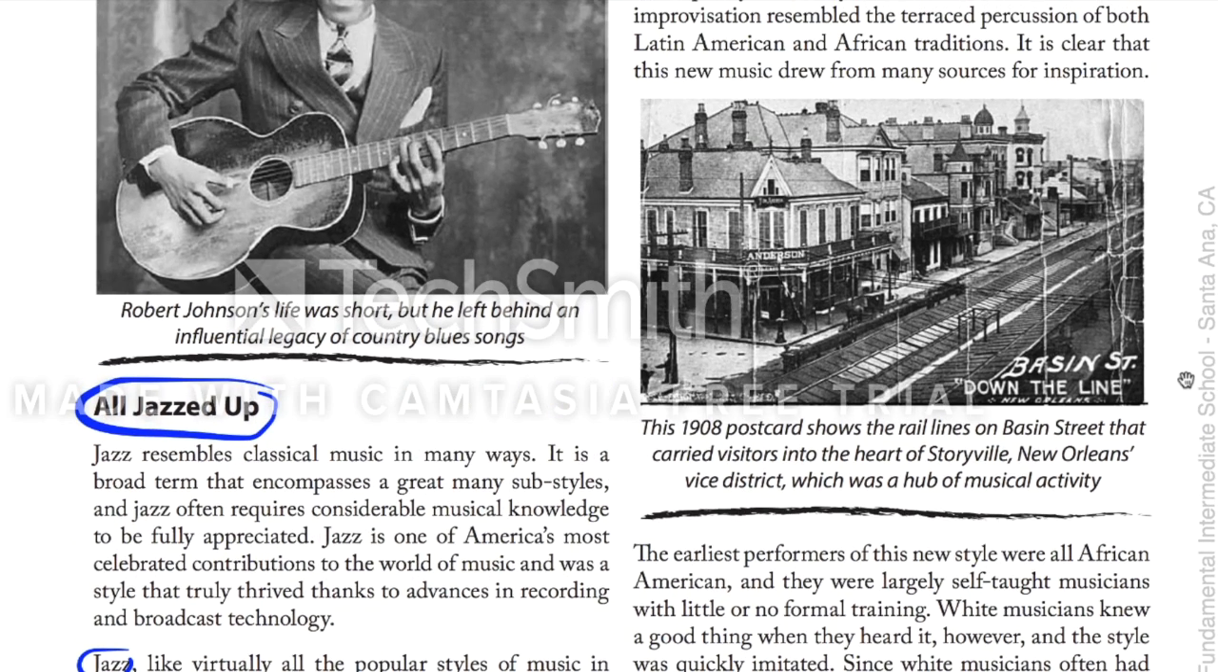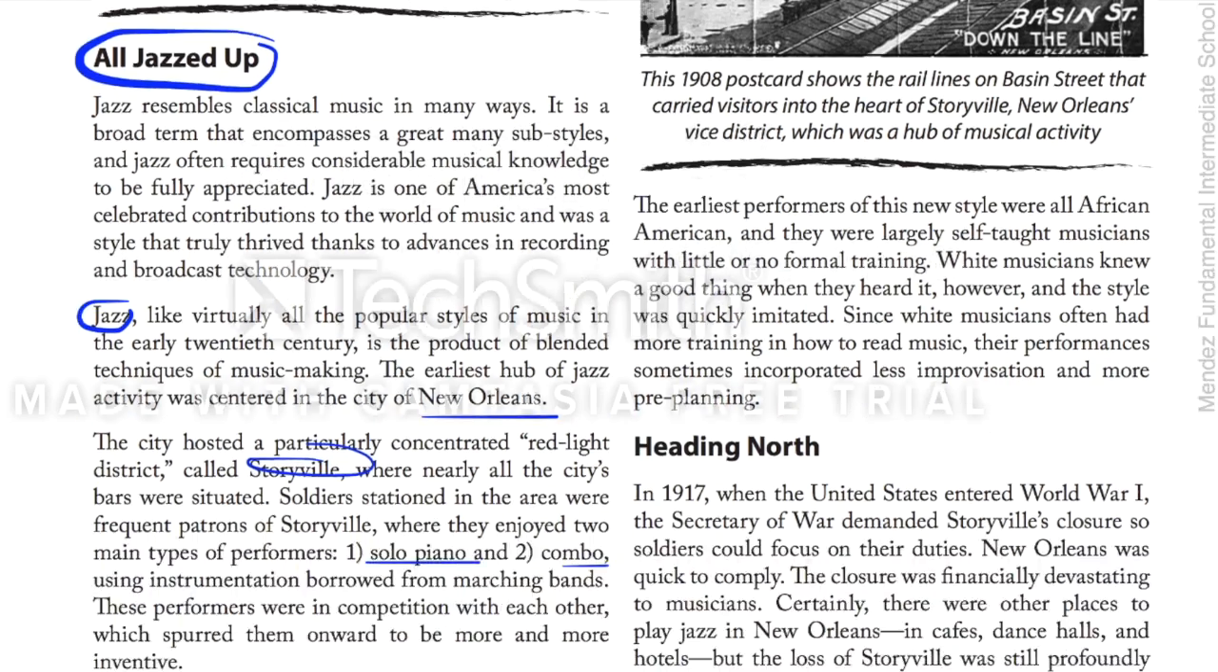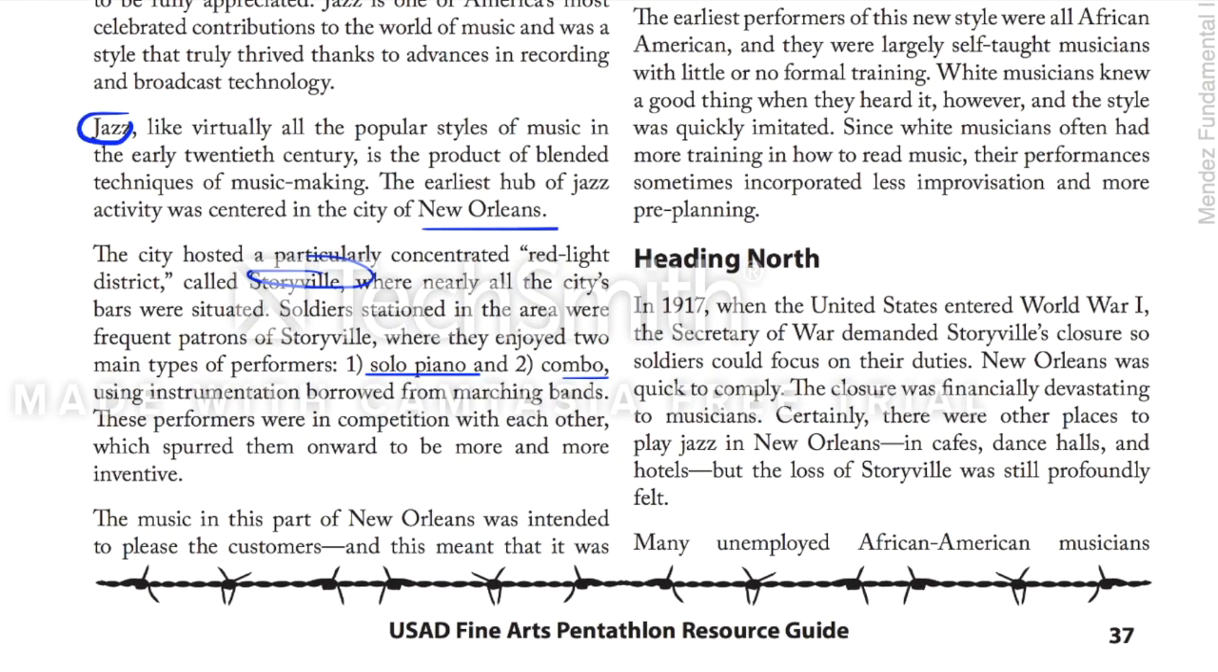Here's a 1908 postcard showing the railroad lines on Basin Street that carried visitors into Storyville, New Orleans. And so this is kind of like where the music happened, where it was born. The earliest performers of this new style were all African American, and they were largely self-taught musicians with little or no formal training. White musicians knew a good thing when they heard it, however, and the style was quickly imitated. Since white musicians often had more training in how to read music, their performances sometimes incorporated less improvisation and more pre-planning.